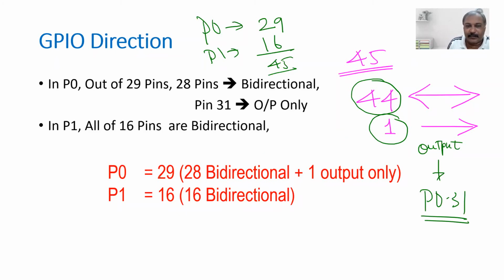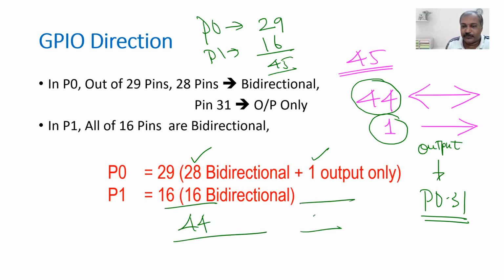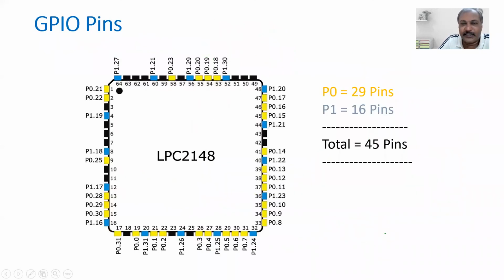So in a nutshell, in port 0, out of 29, 28 are bidirectional, 1 is output only, and in port 1, all 16 are bidirectional. So if you add these two, 44 are bidirectional, 1 is output only. So totally giving us 45 GPIO lines. These 45 GPIO lines are what we are going to use for connecting external peripheral devices and build interesting applications around LPC2148. Now, this defines the GPIO pins available in LPC2148.